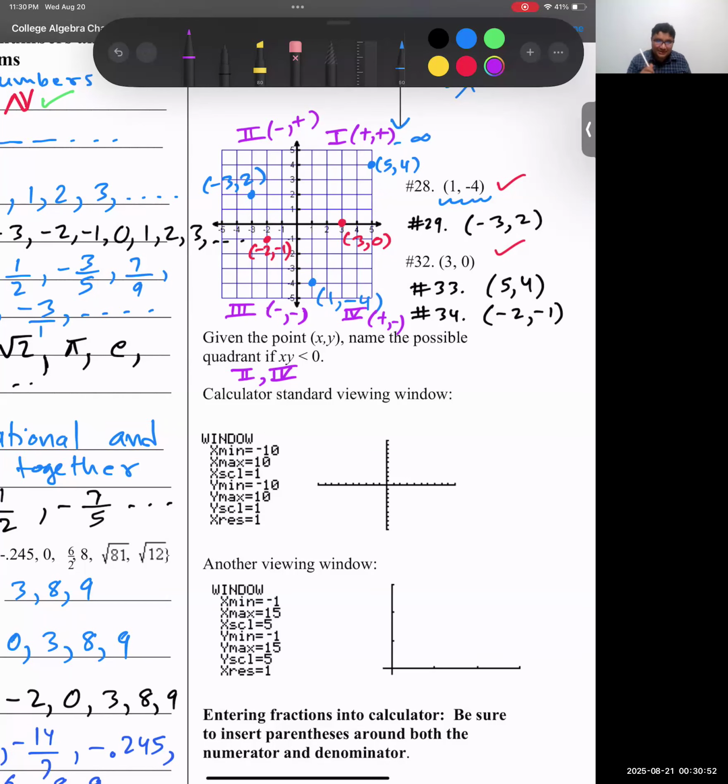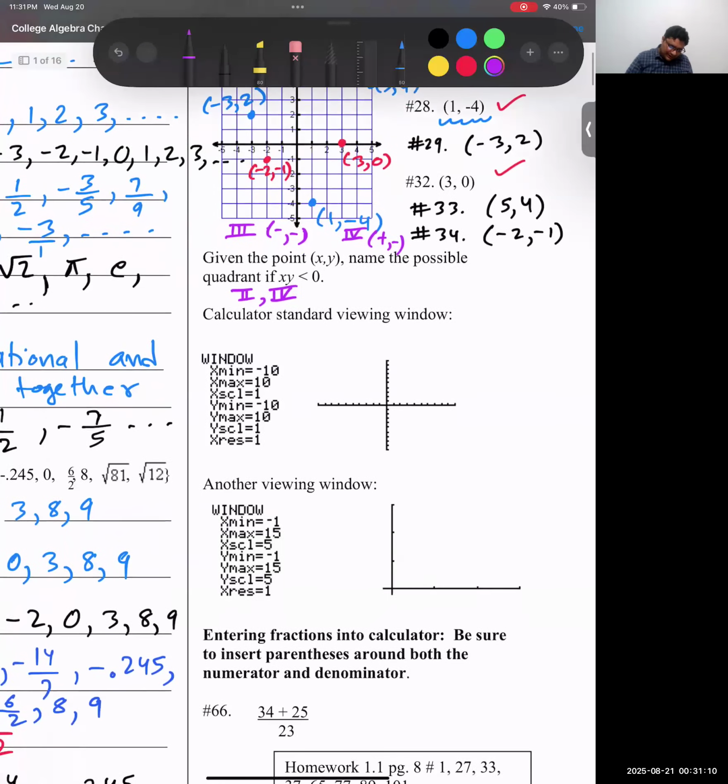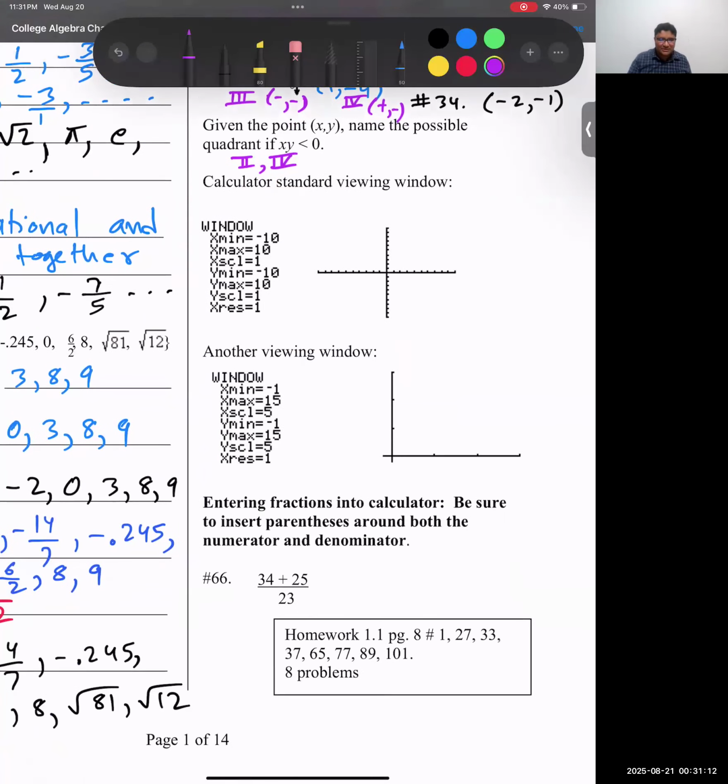If you have questions, I have mentioned that in the previous video. If this is not clear to you, that is when you have to reach out and discuss with me. Okay, I'll be happy to help. Okay, so there is something here. The rest of this page is about using the calculator. And I will not get into that right now.